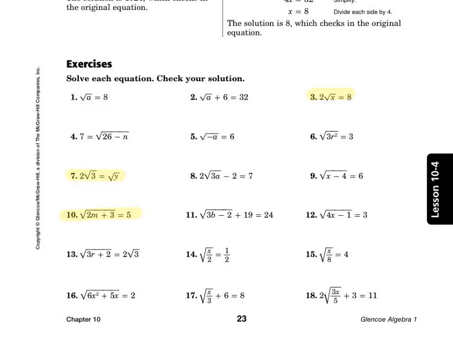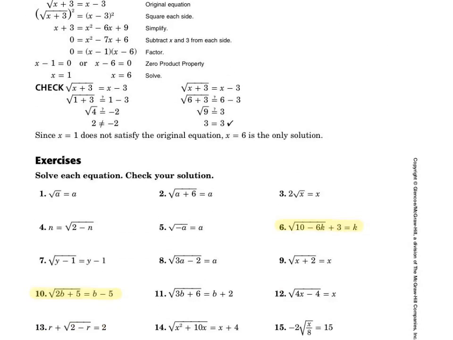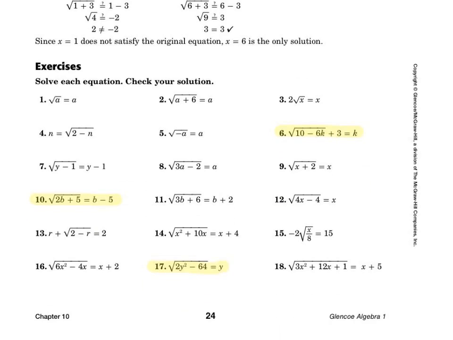For independent practice today, I'd like you to do number 3, 7, and 10, and then 6, 10, and 17. We will continue working on solving radical equations. Tomorrow, bring your questions. Get ready to practice this a whole lot. It does take a whole lot of practice.